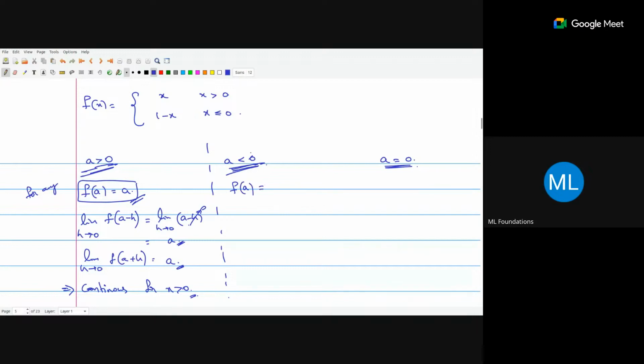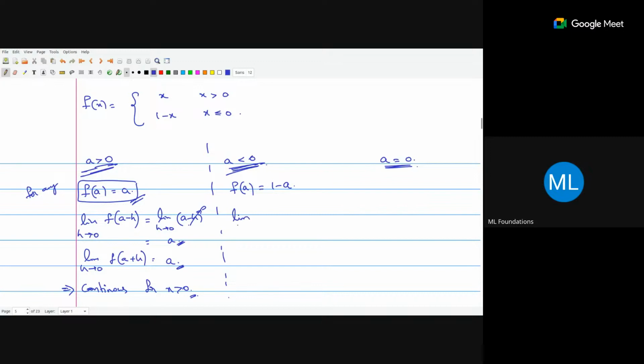When a is less than 0, what will be f of a? So just look at the function. When x is less than 0, the function behaves like 1 minus x. So that will be 1 minus a. f of a is 1 minus a.